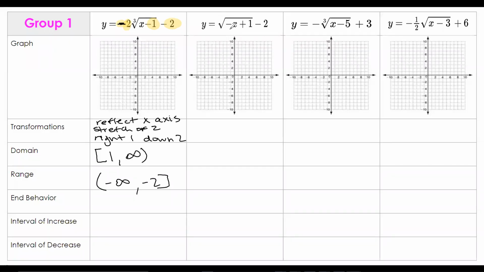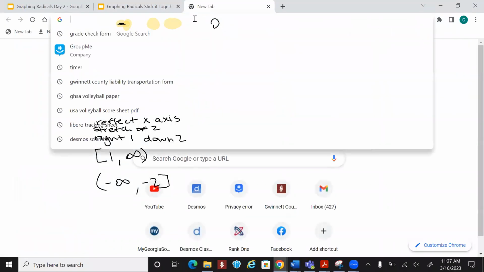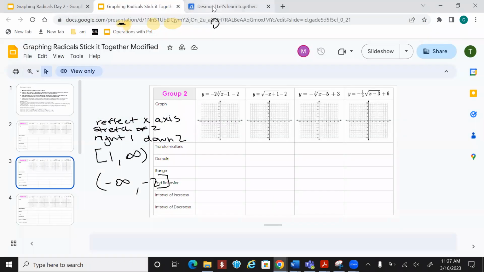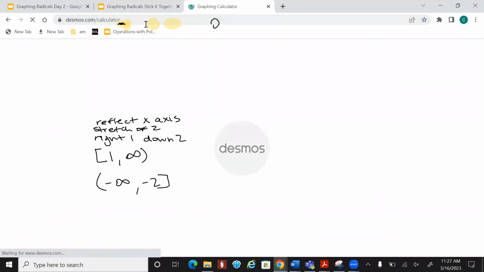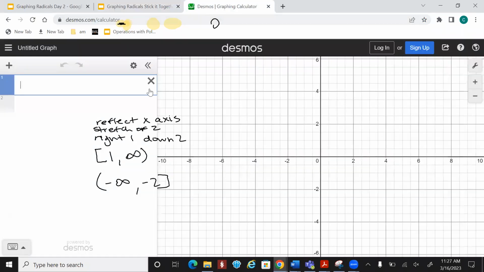For transformations on this one, we don't have a number out here in the front, right? No number. We've got a negative x plus 1. So what we can do on this one, if you're not sure what the H value would be in here, is plug it into Desmos so it gives us a graph. So going into Desmos, square root of negative x plus 1.